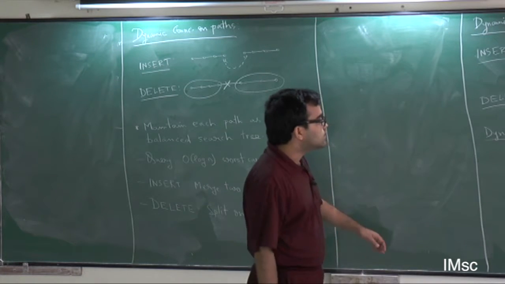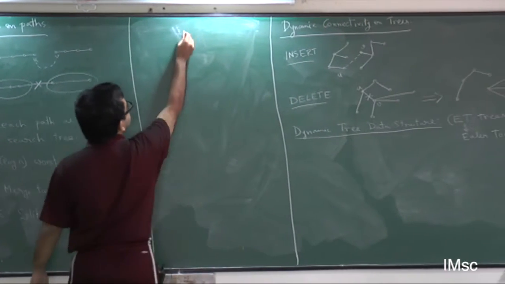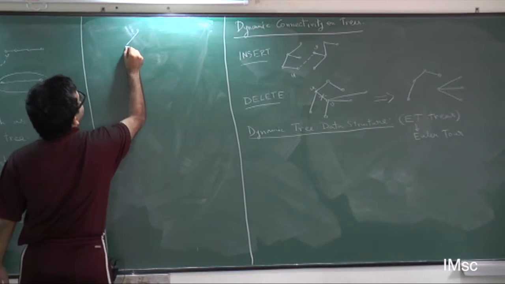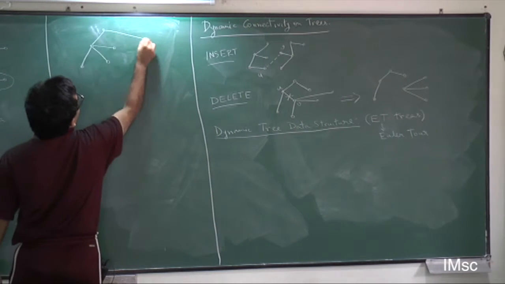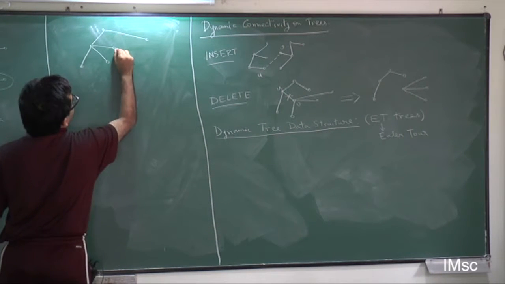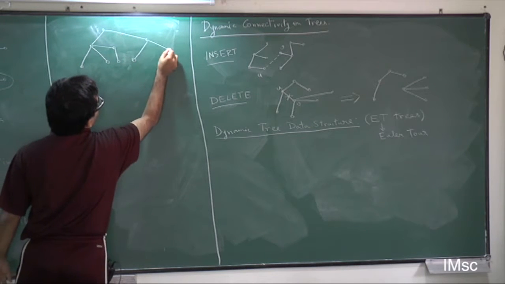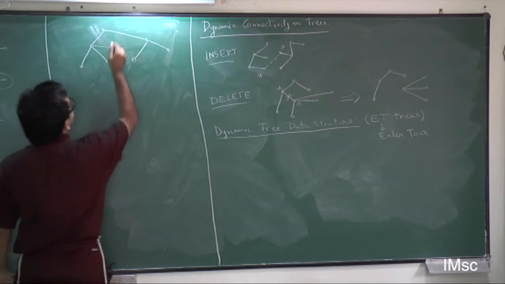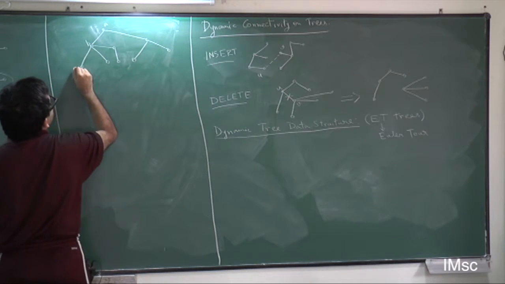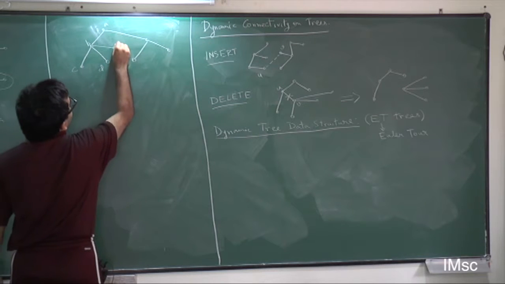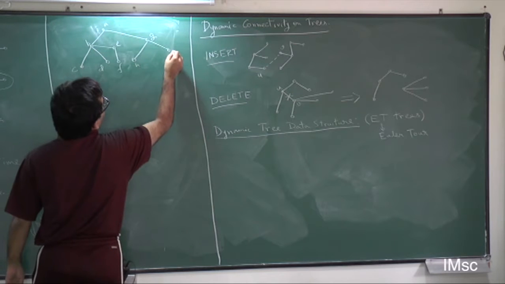So, the answer is just consider an Euler tour on the tree. So, what is an Euler tour? Let me just draw some random tree, and let me just name the nodes, say A, B, C, D, E.